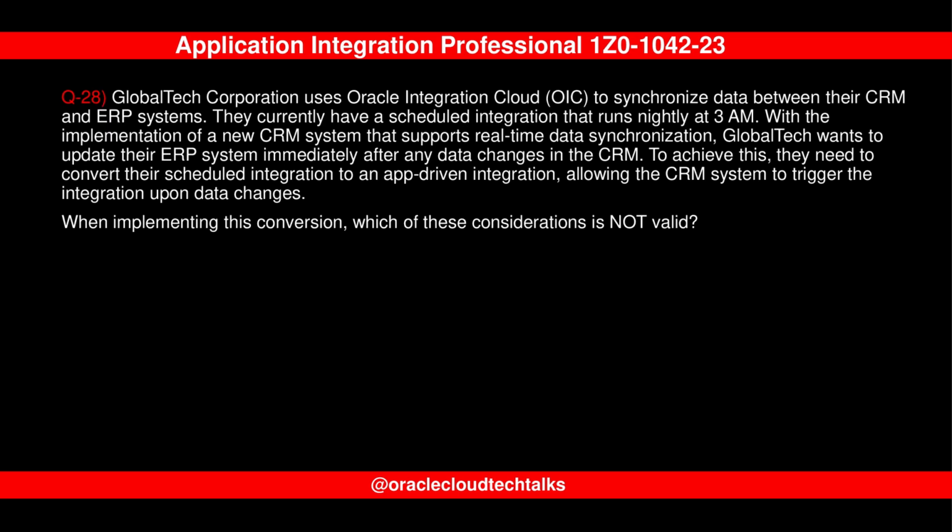Question 28. GlobalTech Corporation uses Oracle Integration Cloud (OIC) to synchronize data between their CRM and ERP systems. They currently have a scheduled integration that runs nightly at 3 a.m. With the implementation of a new CRM system that supports real-time data synchronization, GlobalTech wants to update their ERP system immediately after any data changes in the CRM. To achieve this, they need to convert their scheduled integration to an app-driven integration, allowing the CRM system to trigger the integration upon data changes.